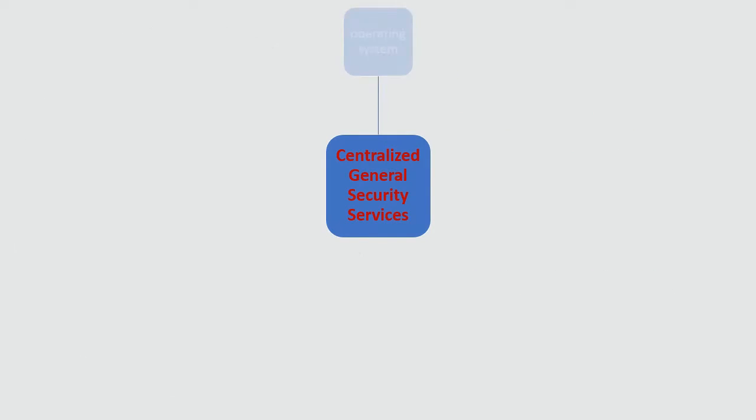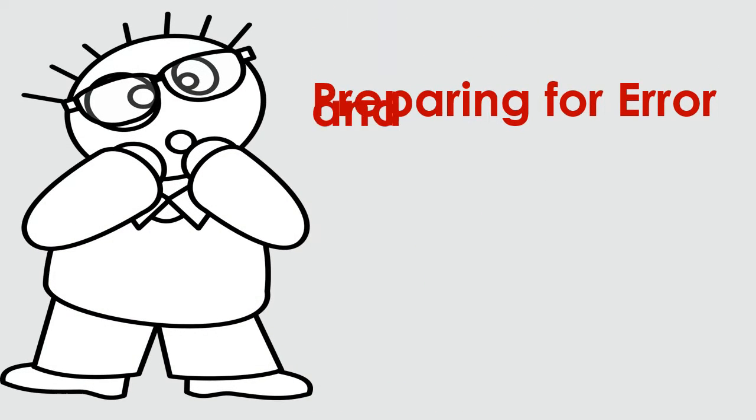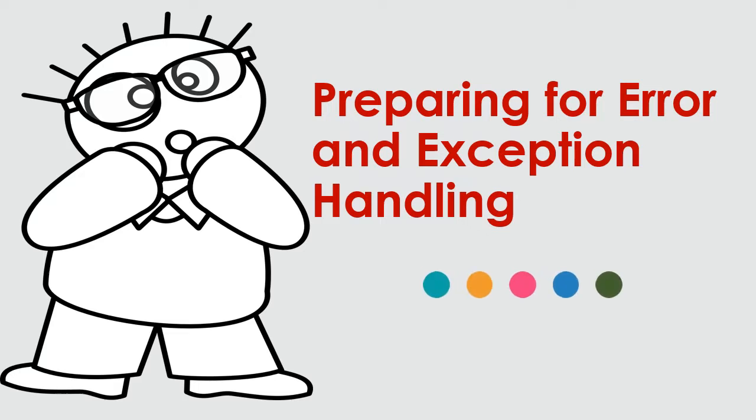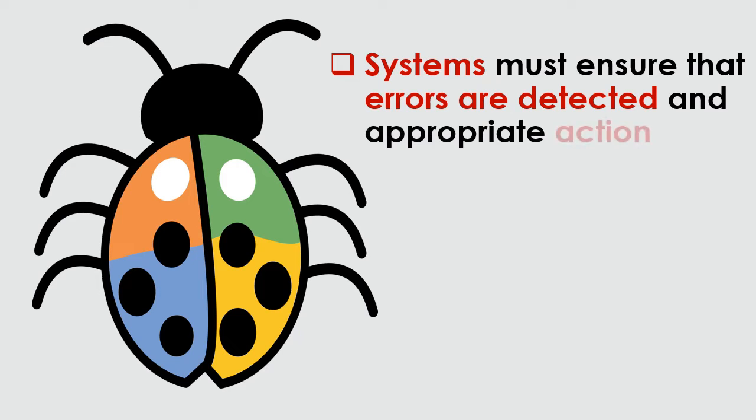The principle of centralizing security services can be implemented at several levels. At the operating system level, your access control, user authentication and authorization, logging, and key management are all examples of discrete security services that can and should be managed centrally. Preparing for error and exception handling. Systems must ensure that errors are detected and appropriate action taken.